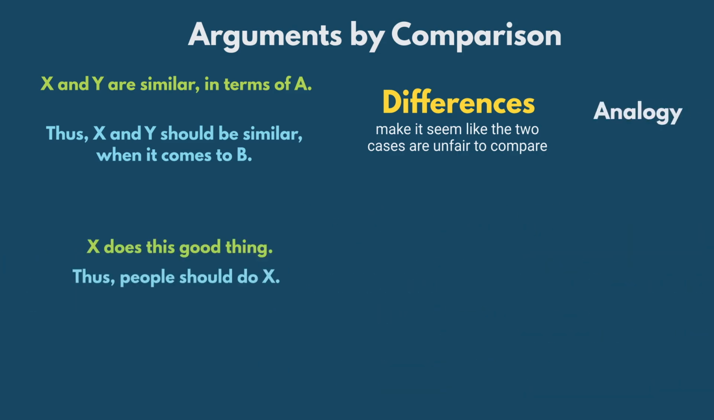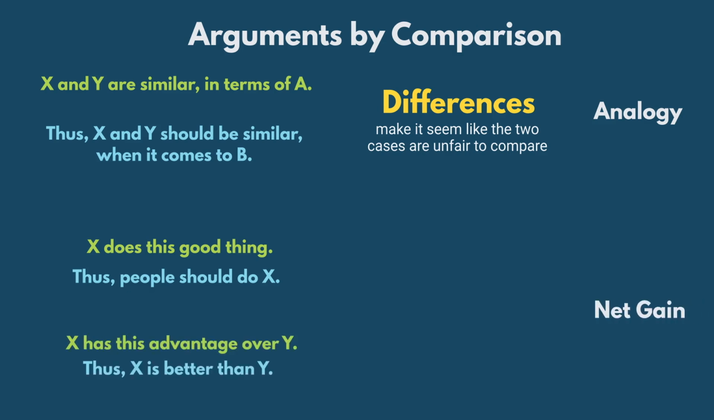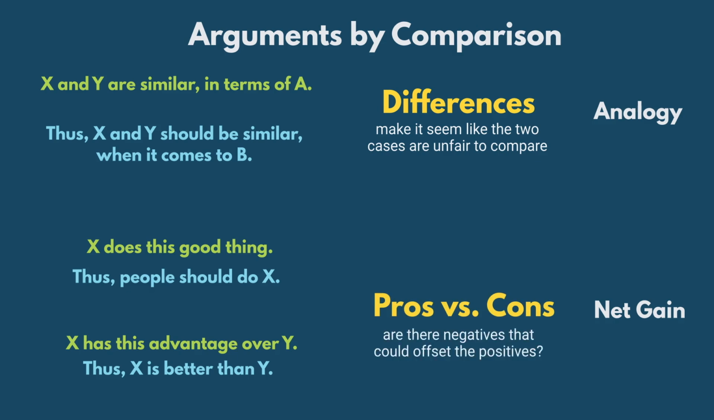The other type of comparative argument is like, X has a positive quality, so you should do it, or X has an advantage over Y, so it's better. It's a net gain idea that you'd be better off doing X than not doing it. You'd be better off with X than with Y overall. That means that we need to analyze all the pros and cons. To judge this case, we got to know, do the negatives offset the positives?